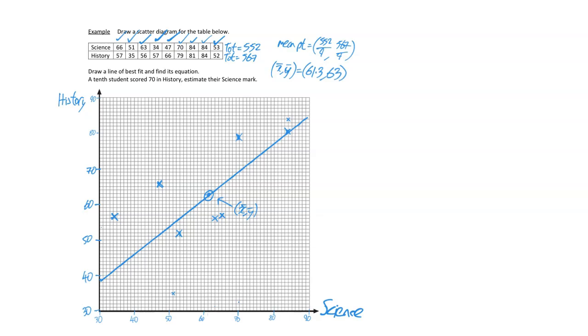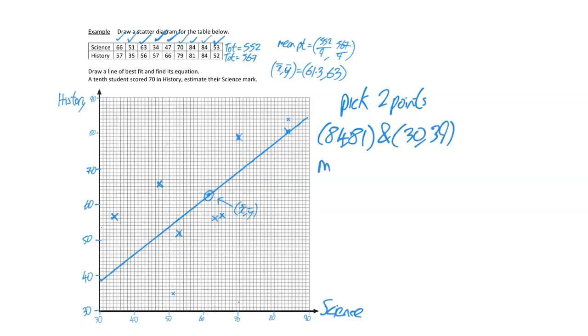So what we're going to do is pick 2 points. There's 2 points on my line which have worked out well. The 2 points that I have picked, which are nice and are on my line, are (84, 81) and (30, 39). So I'm going to use these as my 2 points.